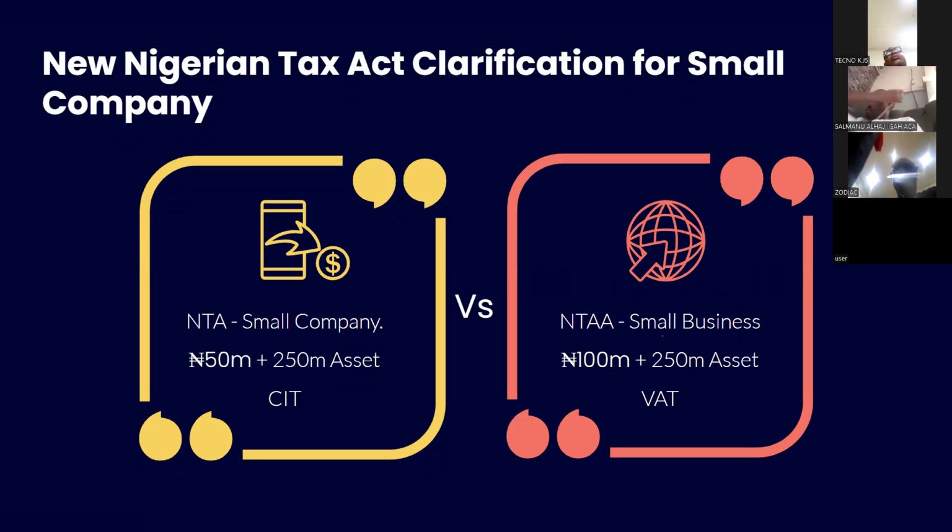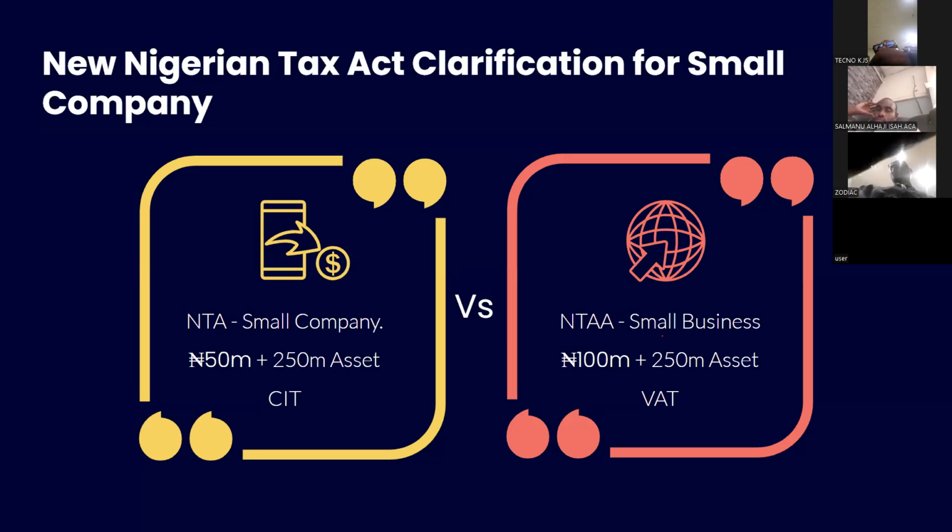Am I making sense now? When they talk about small business, that now includes business names, that is, people registered as enterprises. Am I making sense? When the NTAA captures small businesses, that means it includes enterprises, because an enterprise is also a business. But in the NTA, it expressly said small company. So small company has to do with limited liability companies. But the NTAA says small business.